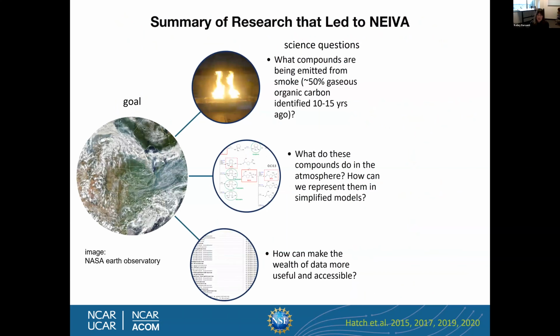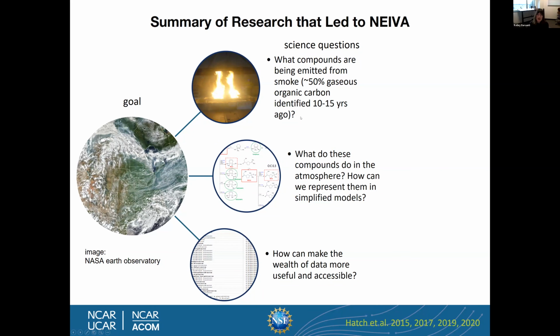Okay, so with that, I'm giving you a quick overview of the research in my group that really led to NEIVA. So if we think about this overarching goal, this is from 2021. We have these fires in the Western US, smoke is transported over the east, and we had terrible air quality conditions in the eastern US. So we want to be able to predict these events, the composition and concentration of smoke in different areas.